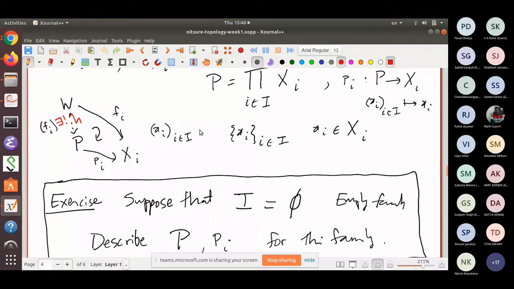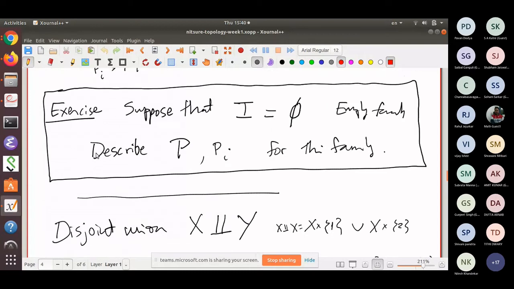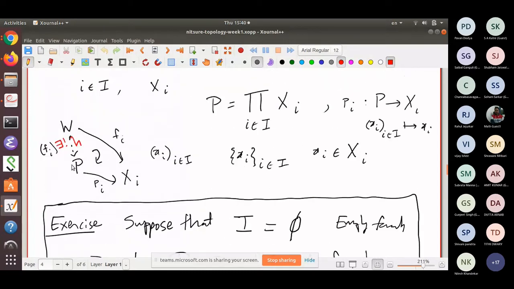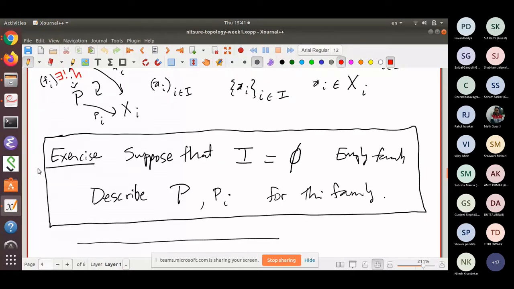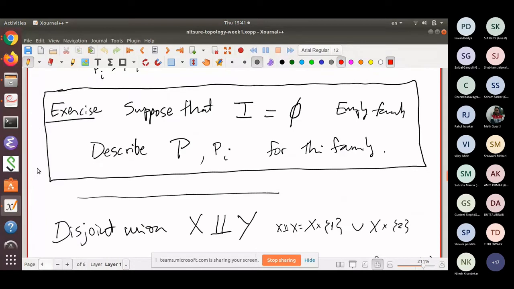And I gave you a construction for that and told you its universal property, that it has all these projections, and this tuple, this P together with this pi, is unique up to unique isomorphism. If there's any other W with maps f_i to the X_i, then there will exist a unique h from W to P. How do you define h? Well, send any small w to the family f_i(w). Then I gave you this exercise: suppose the indexing family was empty, then what is the product?